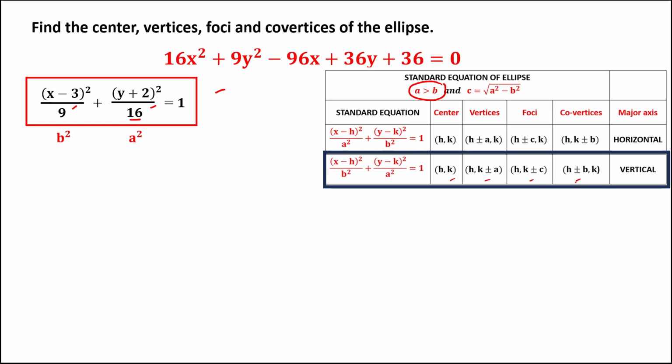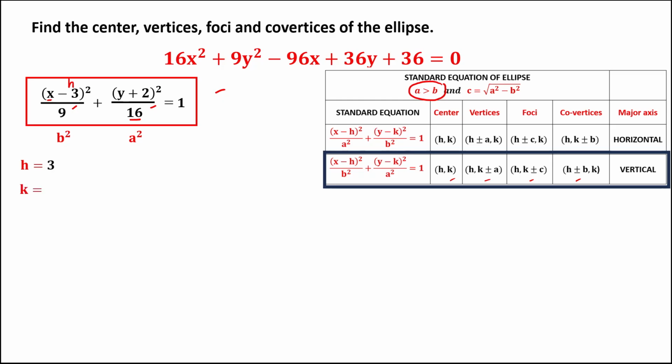and these are the formulas to find the center, vertices, the foci, the co-vertices. But first, we need to find the value for h. Now take note, h is from x. So since this one is x, this value is for h, and take the opposite sign. So since it is minus 3, h is positive 3.